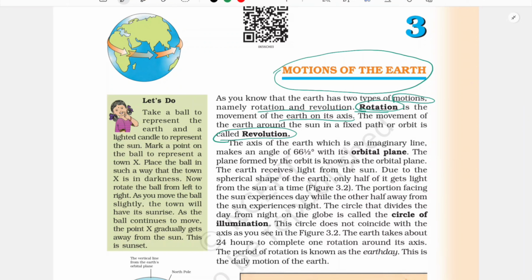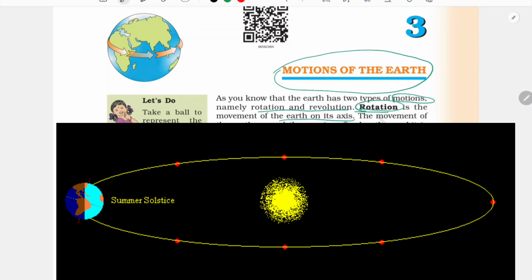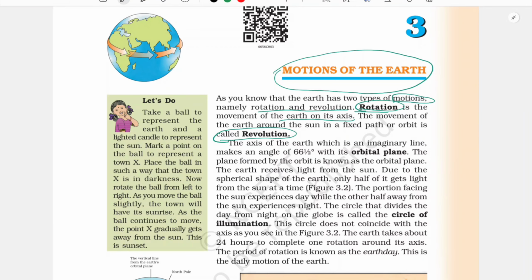So rotation is the movement of the earth on its axis. Earth is also moving as well as revolving. One complete rotation takes 24 hours, which equals 1 day, and that is why we call it an earth day as well. We will learn this properly in detail.